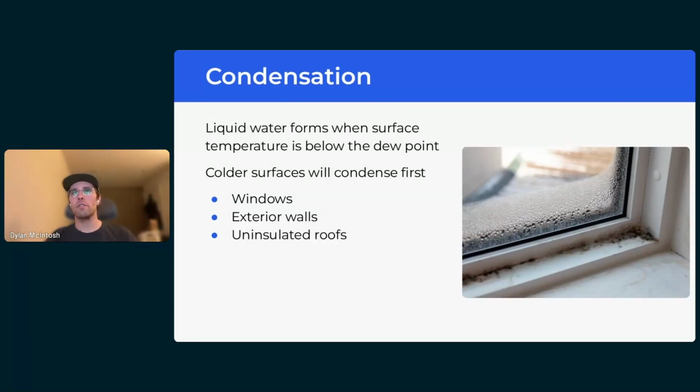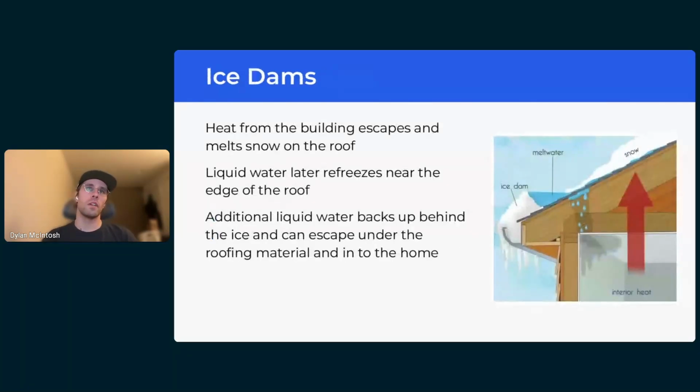A big one is windows. Here's a photo of active condensation and mold growth, as well as you can see water staining from where that condensation has run off, collected in that windowsill, causing those water stains and that mold growth to occur.